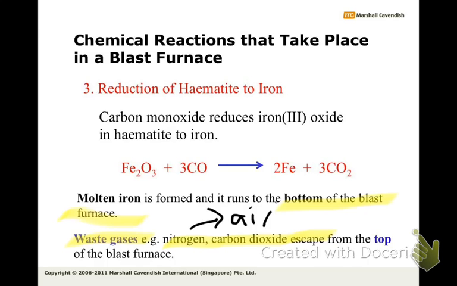Basically, this is your most important reaction. Then you get carbon dioxide, and your carbon dioxide will again react with more coke to get carbon monoxide. Then you reuse it. So from then onwards, are you done? No, not exactly, because now you have your waste, your dirt and all that.